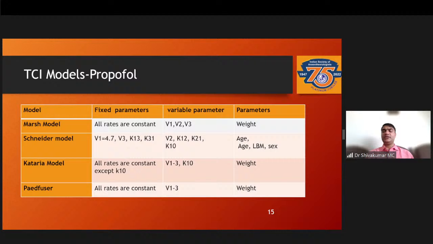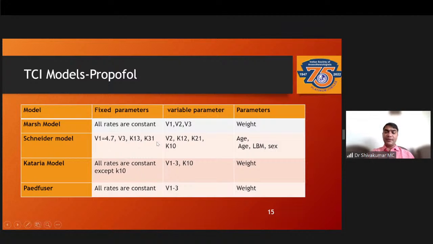Normally in a 70 kg patient, V1 will be approximately 15.9 liters if you fix a plasma target of 4 microgram. But in the Schnider model, V1 is fixed, that is 4.7 liters. V3 and the constants between V1 to V3 and V3 to V1 are fixed, meaning irrespective of the patient, V1 is 4.7 liters. So it cannot be used for pediatric patients. V1 is always fixed, so we can't use it for a pediatric patient.